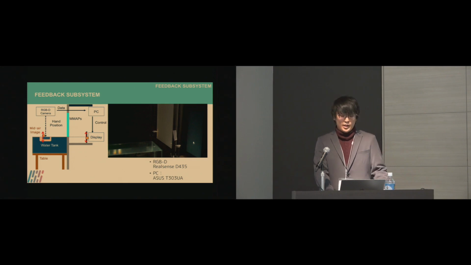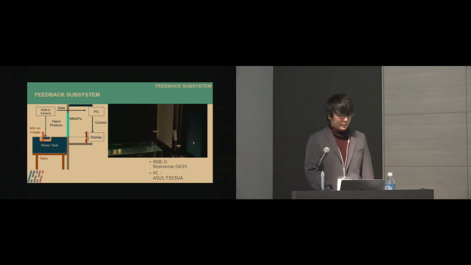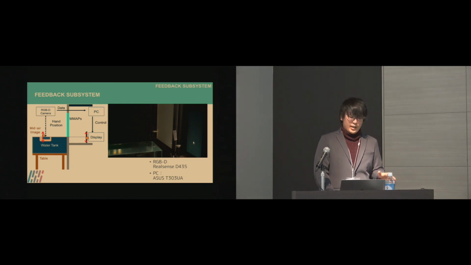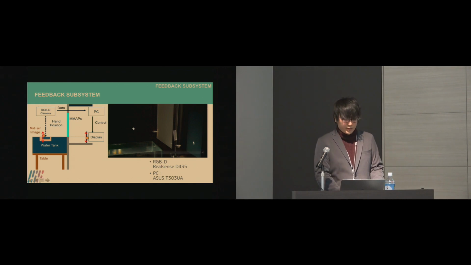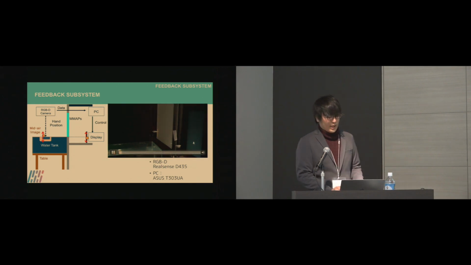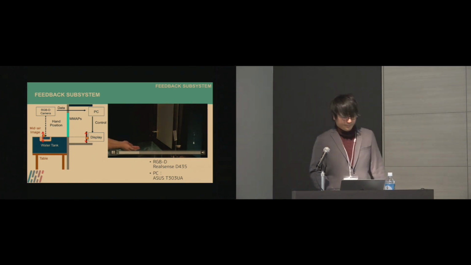Therefore, the feedback subsystem measures the height of hands with an RGB-D camera. We install the camera in a vertically downward direction. The PC controls the light source position according to the height information, like this.